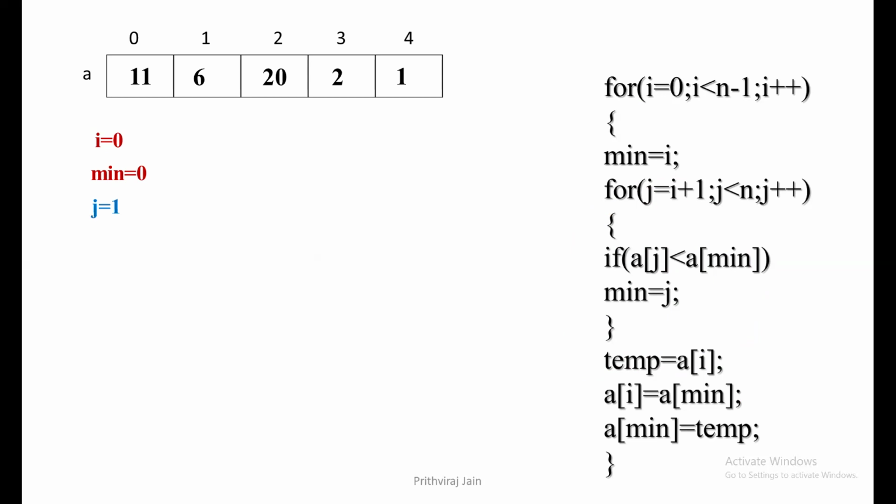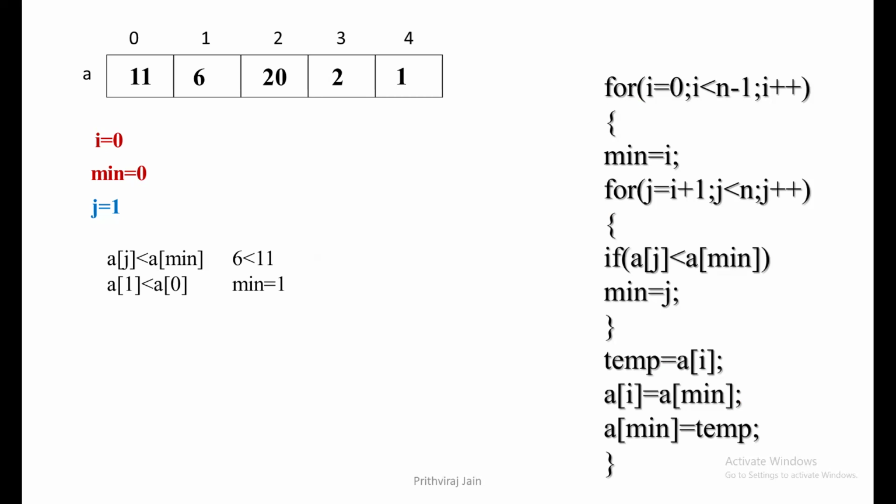Initially j is equal to 1 because the initial value of j is i plus 1. So 0 plus 1 is 1. Then we are comparing a of j with a of min, that is a of 1 is compared with a of 0. That is, 6 less than 11. Now this is true. So the minimum position is changed to 1 because previously the minimum position was 0. After this comparison, the minimum position is changed to 1.